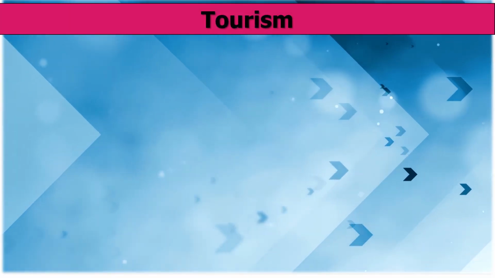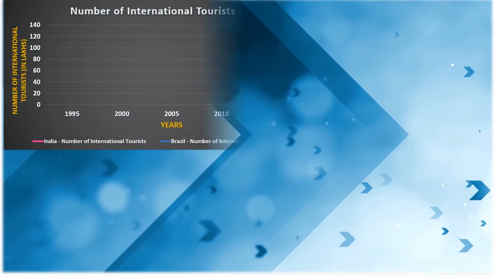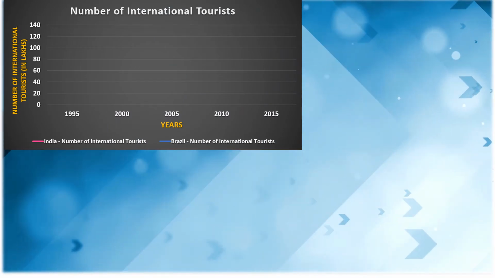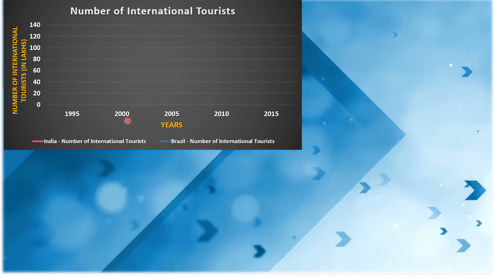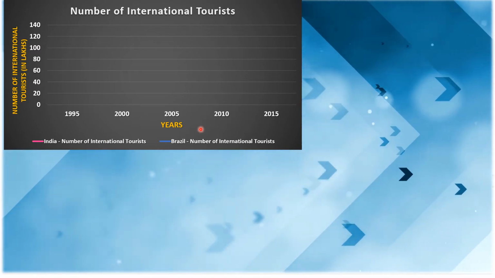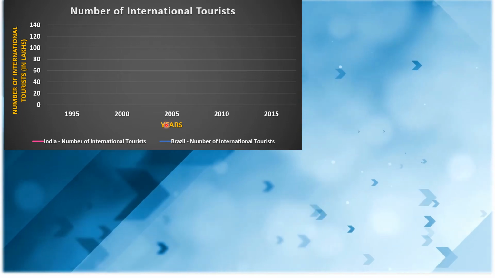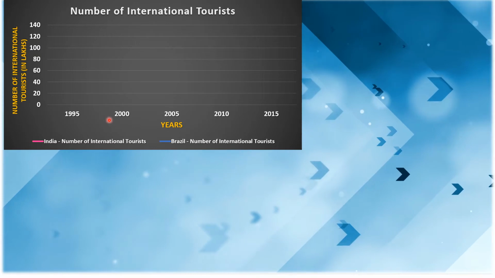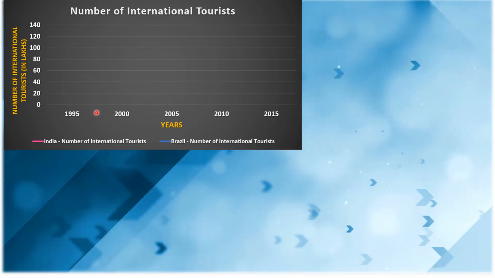Now that we know what is tourism, let's move on to page number 16. In figure 9.1, they have given us a line graph. This graph shows the number of international tourists visiting India and Brazil. They have mentioned years on the x-axis, where the scale that they have used is 2 centimeter is equal to 5 years, or we could say 1 centimeter is equal to 2.5 years.